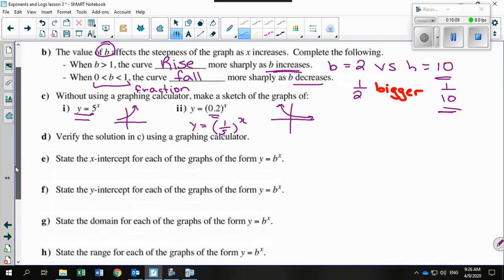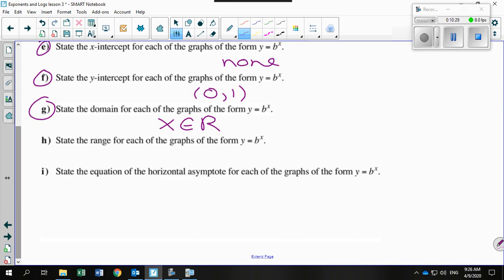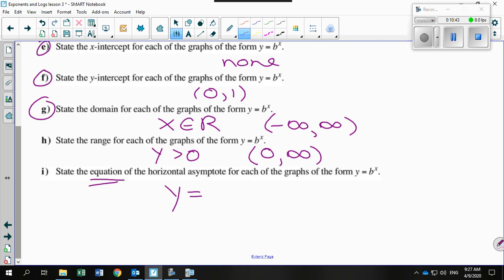The characteristics, once again, to just summarize, if we want to state the x-intercepts, well, we know there aren't any. There's none. State the y-intercept. For all of the graphs we've done so far, it's always been at (0, 1). Our domain for all of them was x ∈ ℝ, and our range was y greater than 0. I'll just put our interval notation as a reminder of what that looks like. And there it is. State the equation. Remember, whenever it says equation, we want it in the form x equals or y equals, and it's y equals 0. And that's our characteristics of our base.